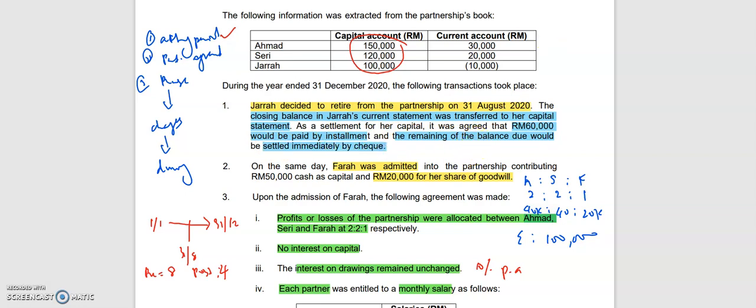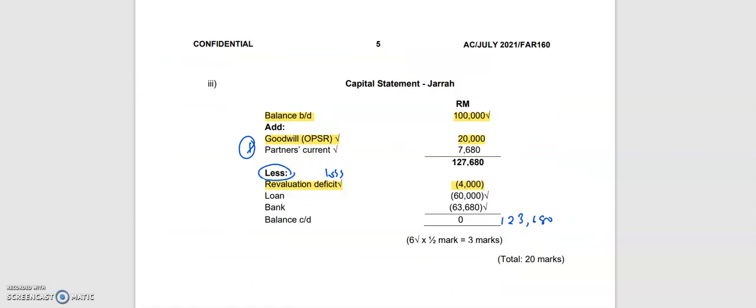But the amount is not given, class. The question only said the remaining of the balance, but the amount is not given. So how to find the amount? So we will restructure the account. We do one by one. We already know the amount to be taken as a loan. When they said that the payment is to be done through installment, meaning it will be a loan. Because you cannot pay her immediately. So you will record the 60,000 first as a loan.